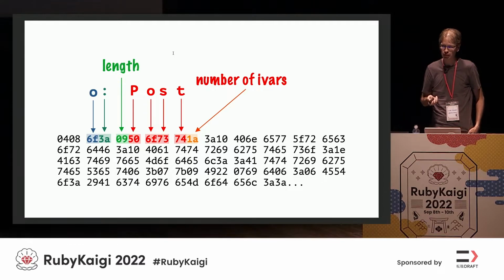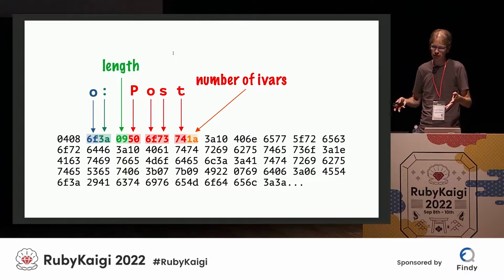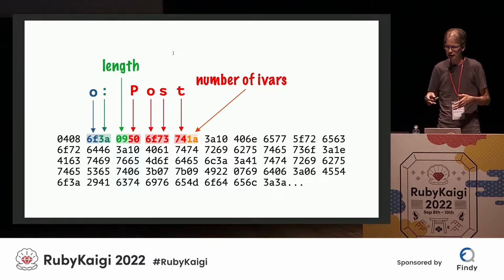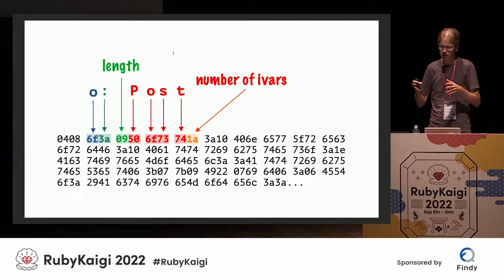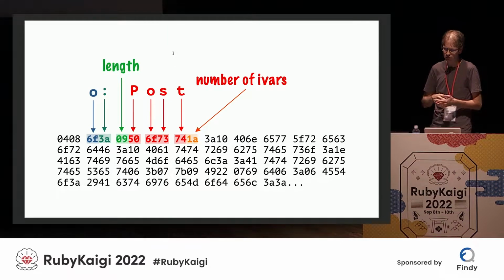There's a colon representing a symbol. So the first thing is the name of the class of the object. So it's represented as a symbol. The symbol has a length after it. That 9 means 5. So there's a compressed way of representing integers in Marshal. But basically that means length 4. So POST, that's the class name.